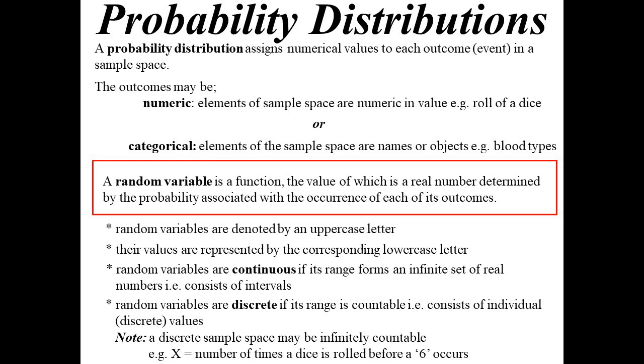Interestingly, it is possible for a discrete sample space to have an infinite number of countable things. So for instance, the example I put there, if X was representing the number of times we have to roll a dice before a 6 occurs. I mean, theoretically, you could roll it an infinite number of times before a 6 occurs.